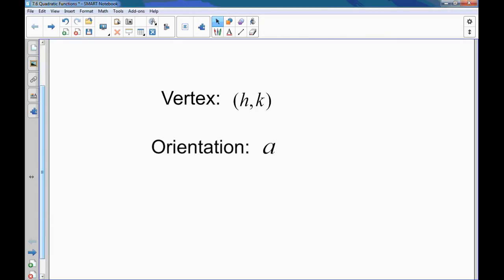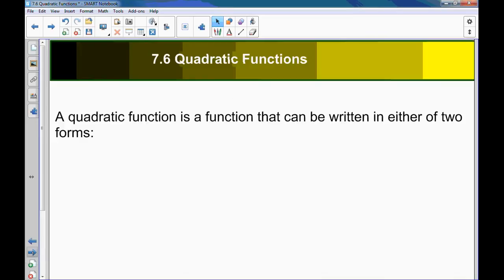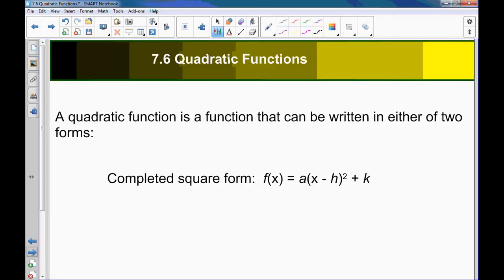Okay, today we're going to get a little bit more complicated. We're going to talk about 7.6 quadratic functions. A quadratic function is a function that can be written in either of two forms. Now you're going to recognize this first equation because it's exactly what we talked about in 7.5. The only difference is instead of y, we use f of x. Now don't be alarmed. I know you guys aren't fans of f of x, but it's not a big deal. Anytime you see g of x or f of x or p of x or any form like that, just replace f of x with y.